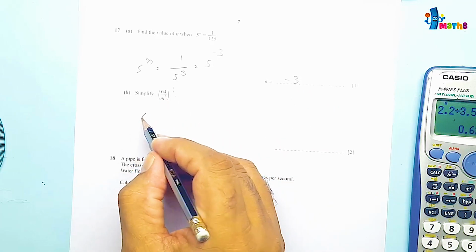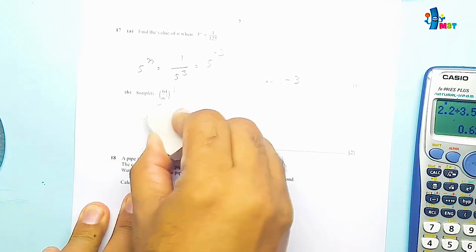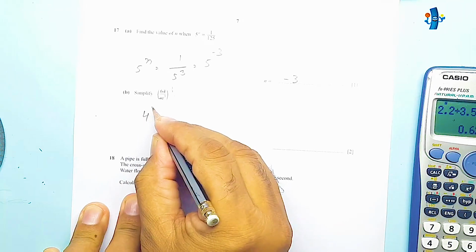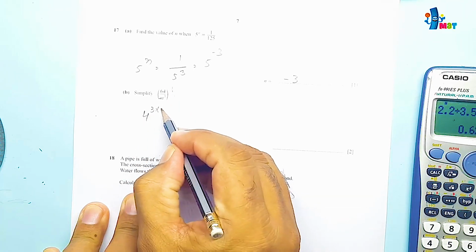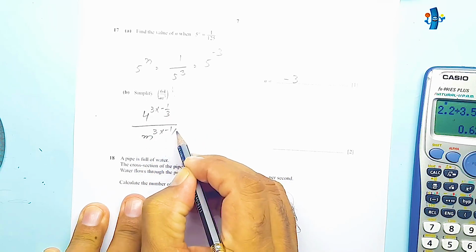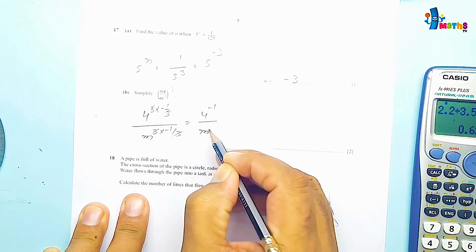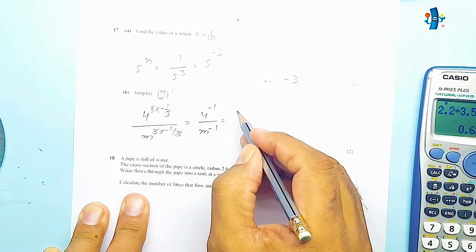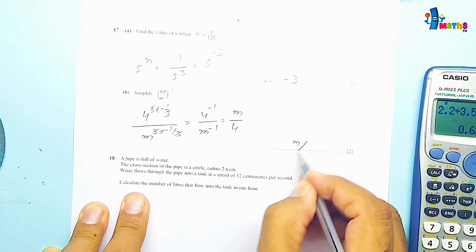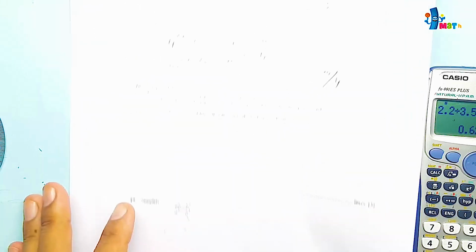Simplification of this one: 64, we can write 64 as 4 raised to the power 3, so 4 raised to the power 3 and multiply by this one, minus 1 by 3, over m raised to the power 3 into minus 1 by 3. This will cancel, so this will be equal to 4 raised to the power minus 1 over m raised to the power minus 1. So we can change the numerator to denominator and the denominator to numerator, so m by 4 will be our answer. Now question number 18. A pipe is full of water.